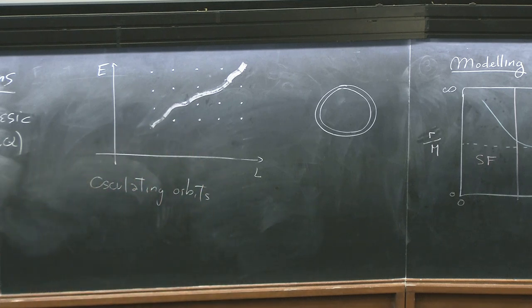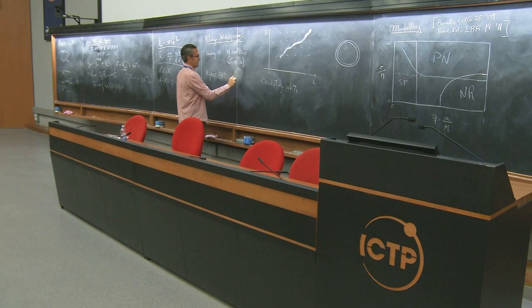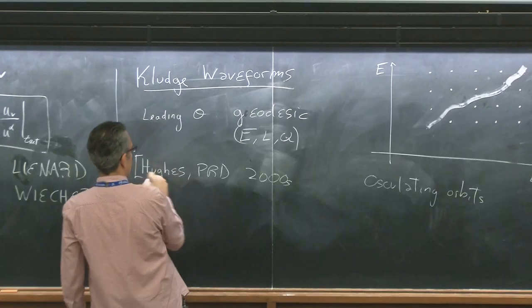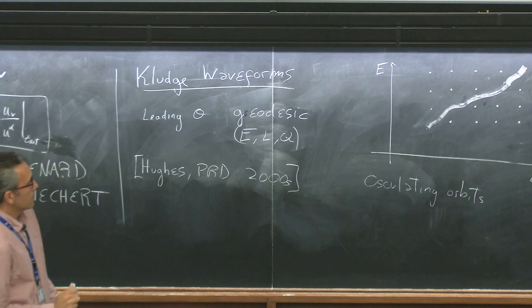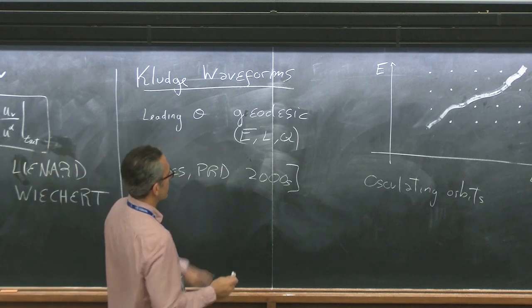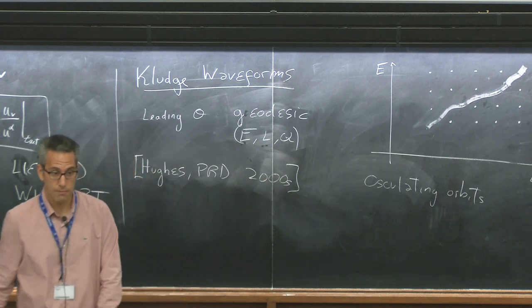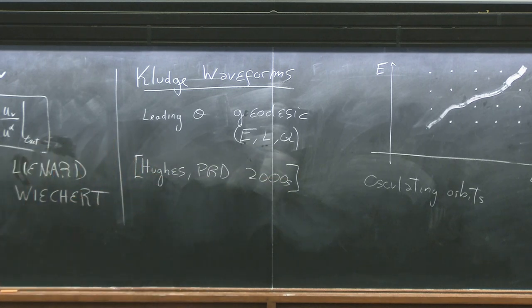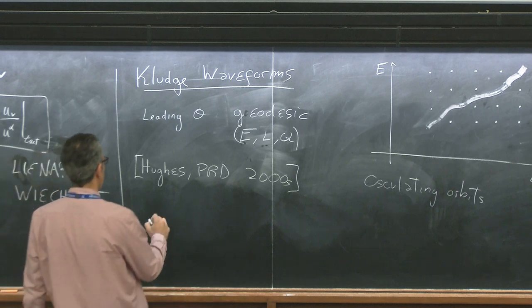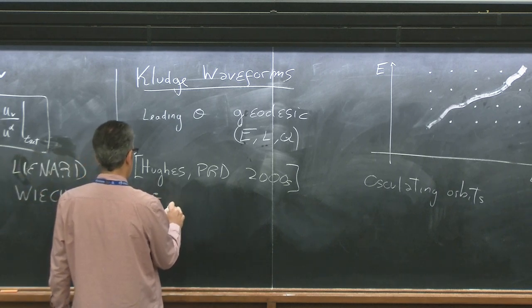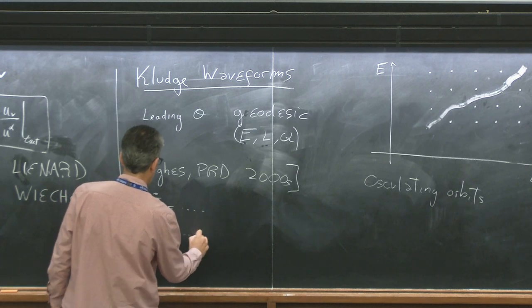So this was an idea that was put forth by a variety of people, but the reference that I typically follow for this is Hughes, PRD, the 2000s. I think there's two papers where he explains this. So the main bit that's missing here is how do I calculate E dot, L dot, and Q dot, right? If I have a geodesic, how do I calculate how much the energy, angular momentum, and the Carter constant change due to the emission of gravitational waves? So you need to prescribe somehow E dot, L dot, and Q dot.